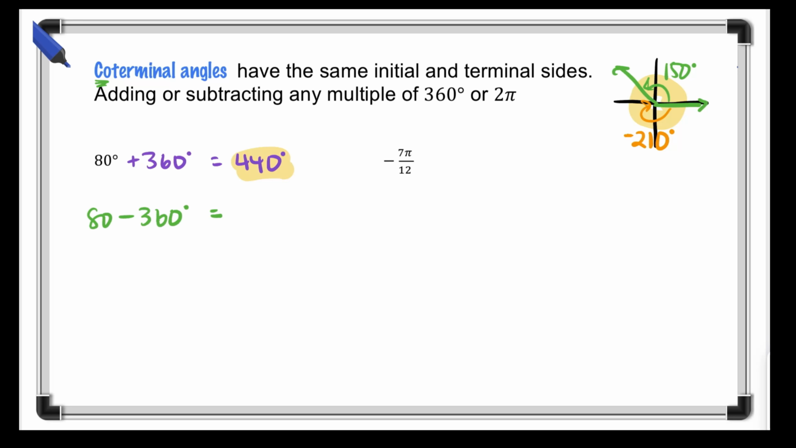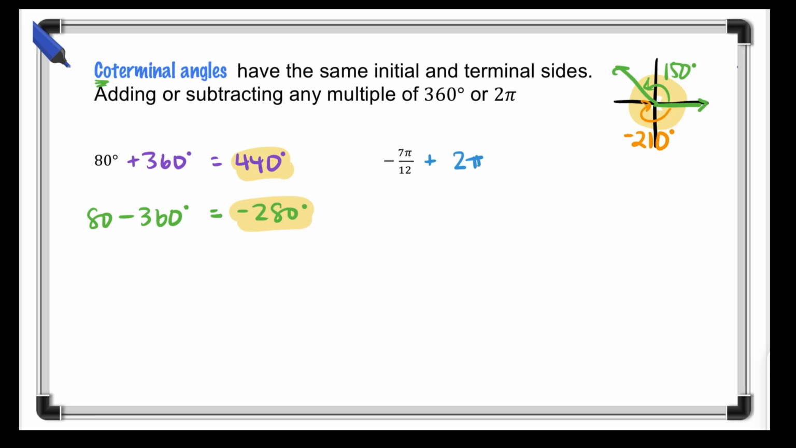So to get the negative coterminal angle, I would do 80 minus 360, which gets me negative 280. So you have both a positive and a negative coterminal angle. Now, the thing you need to remember is that if you have pi, you're going to go ahead and add or subtract 2 pi to it.